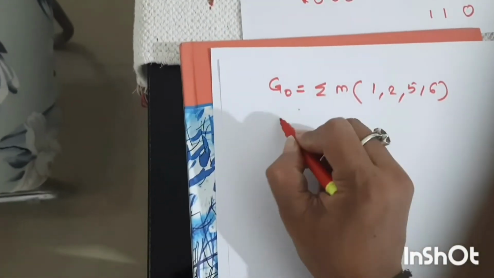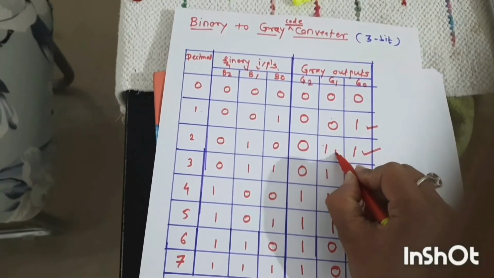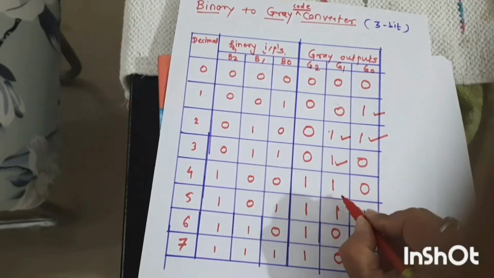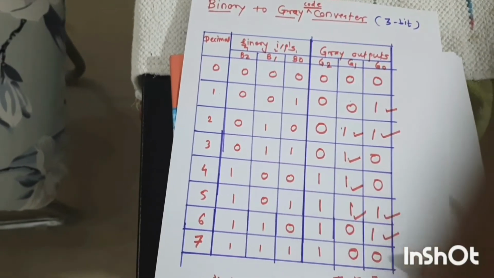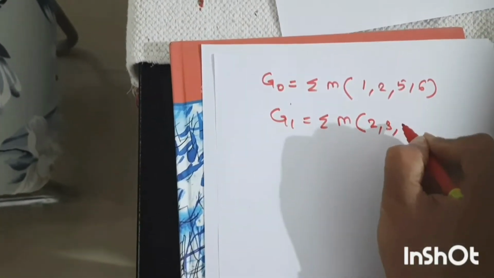Now we will write the minterms for G1. So again you can see here in G1 the output is 1 for 2, then 3, then 4 and 5. So 2, 3, 4, 5 are the minterms for G1. So just write it down, 2, 3, then 4 and 5.